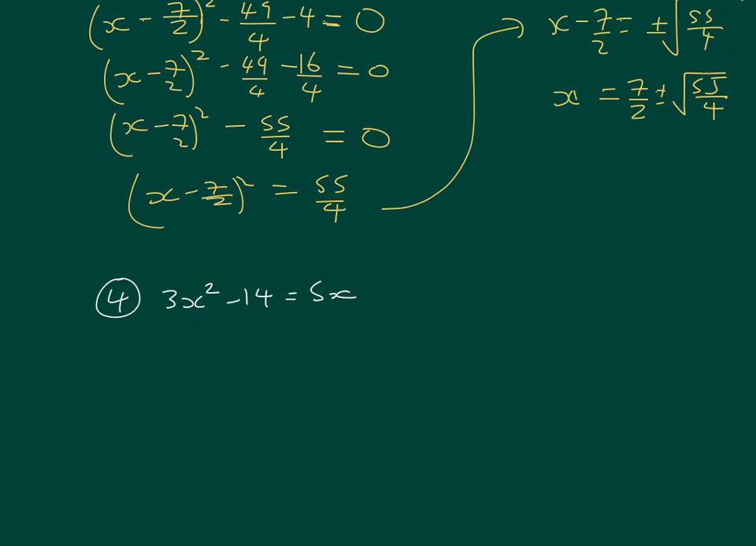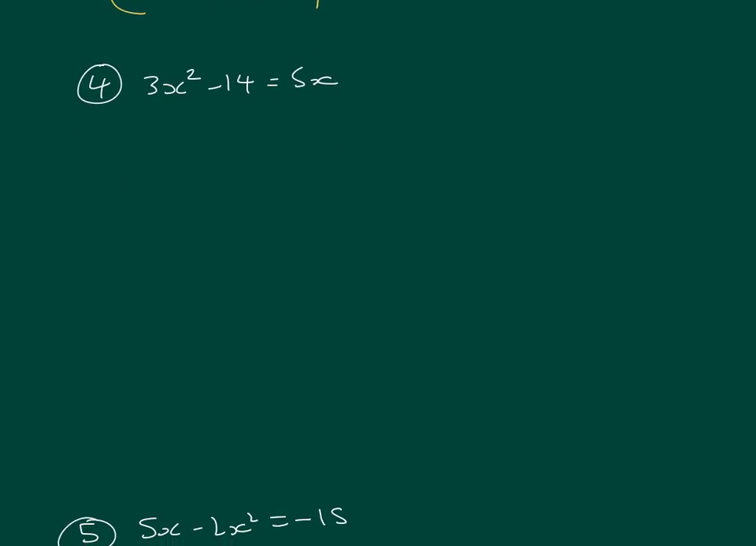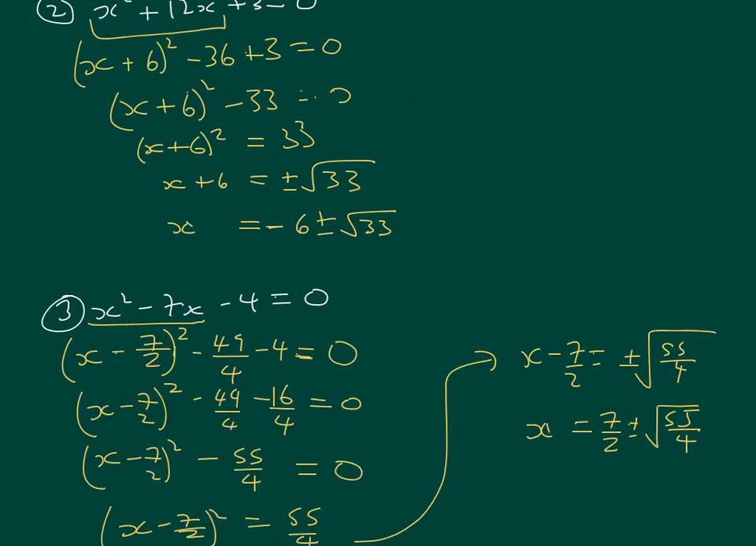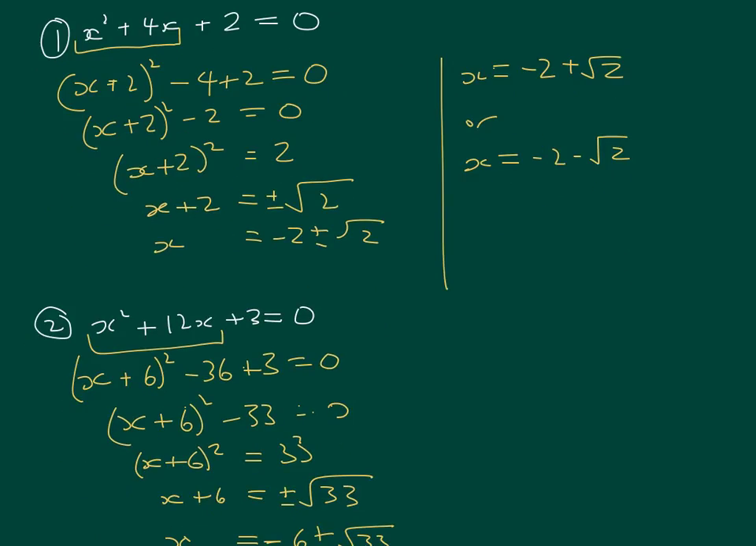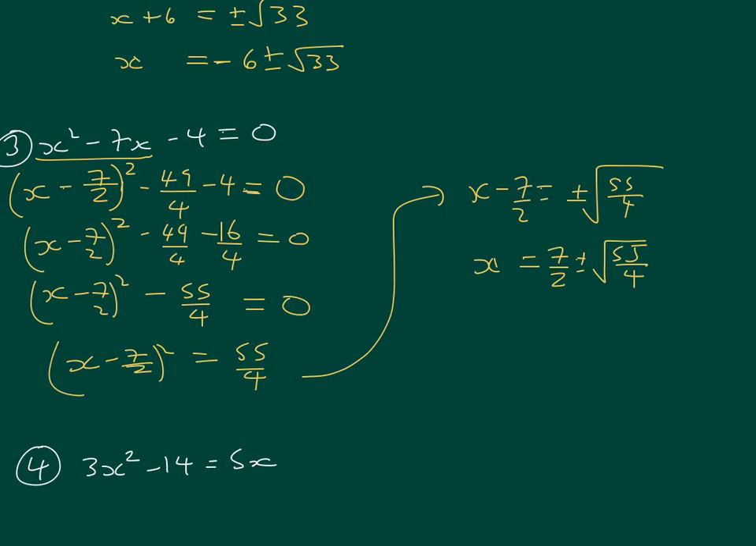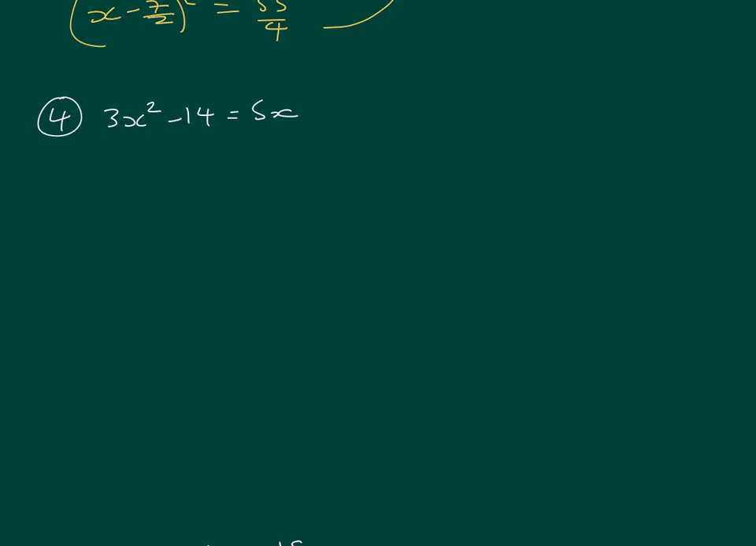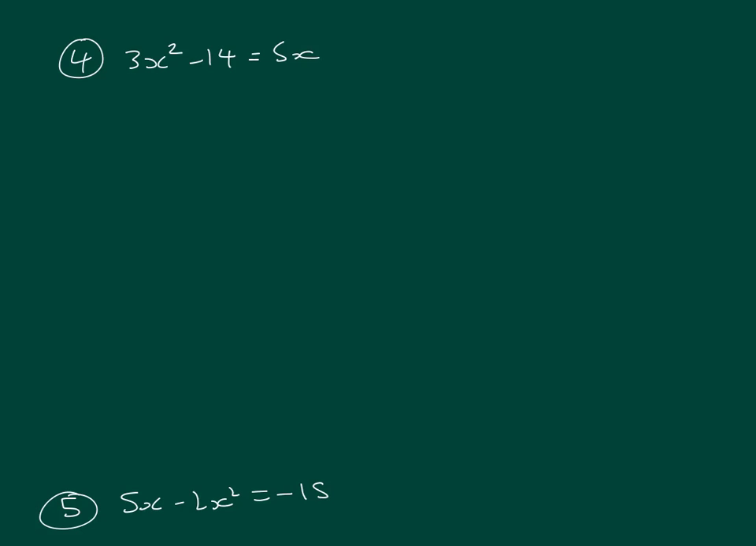Let's move on to this fourth one. Here it's not equal to 0. If you notice, in all the previous examples they've all been equal to 0. Because it's not equal to 0, we need to make it equal to 0. So that's going to be our first step, to rearrange it.